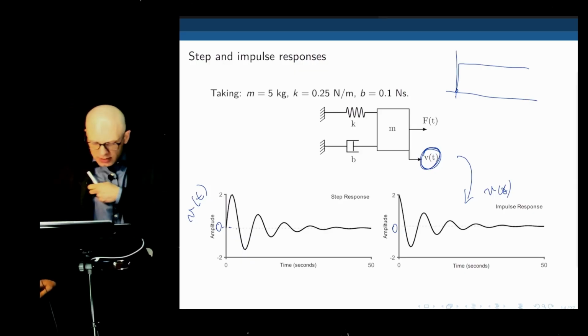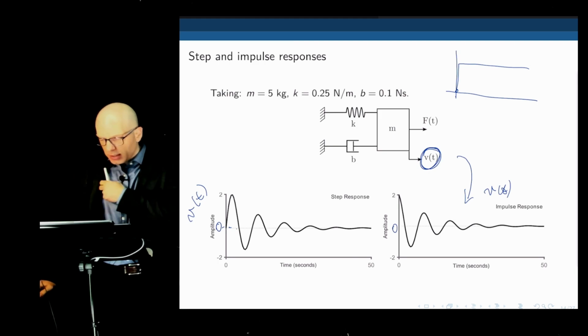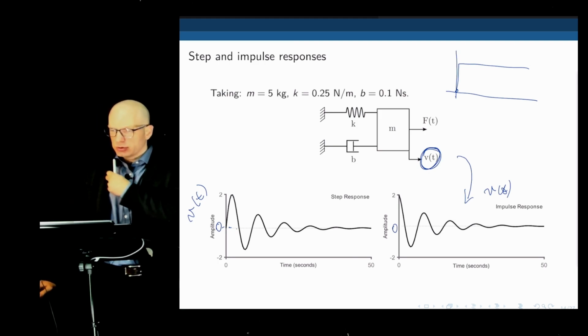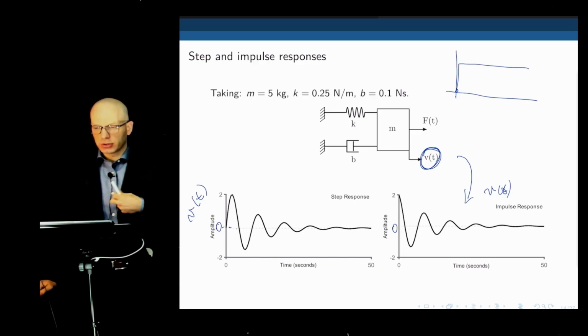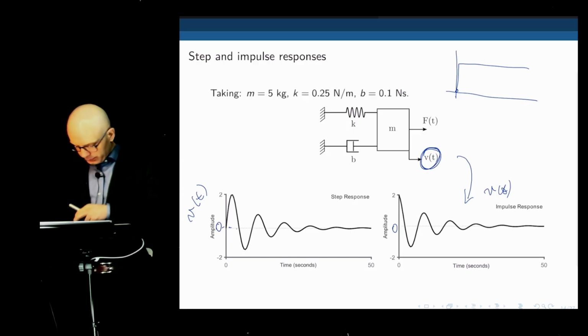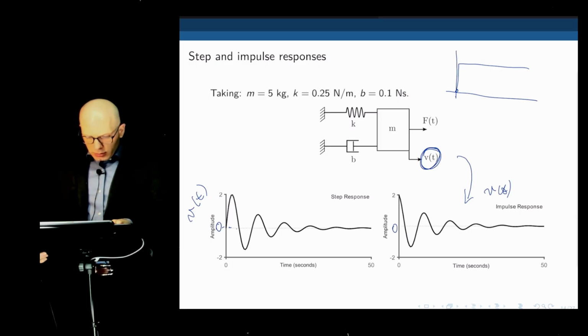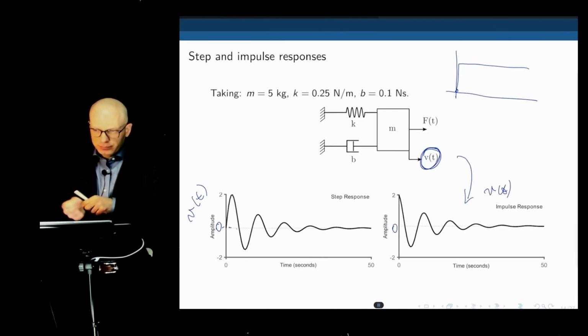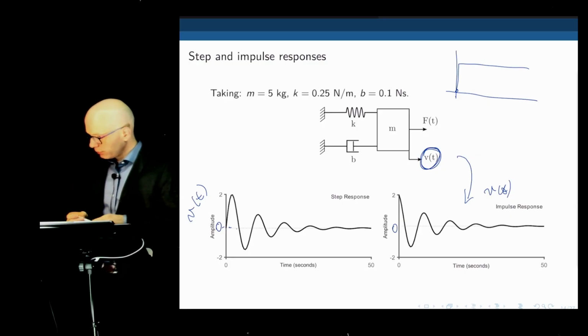How do we calculate these things? Well, we can't do it right now because we need to solve second order differential equations, but we will eventually do that after lecture 6. Okay. Any questions here? No?